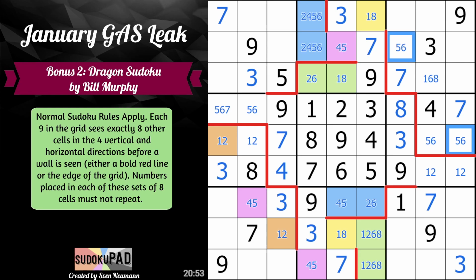5 6 means this is 5 6. This can no longer be 6, which means this is our yellow 1 8. Yellow 1 8 now has to go somewhere here. If yellow 1 8.